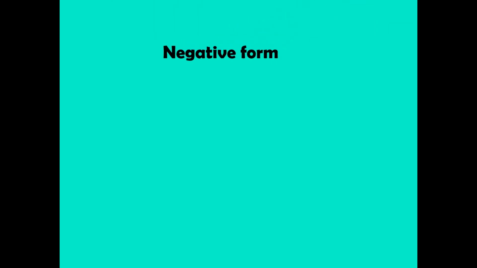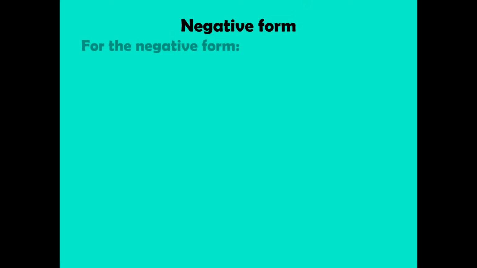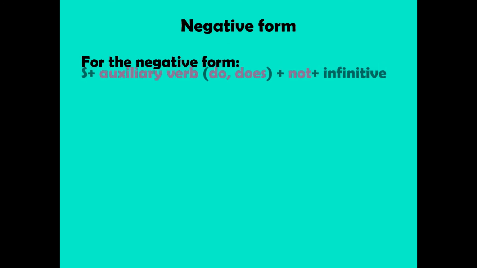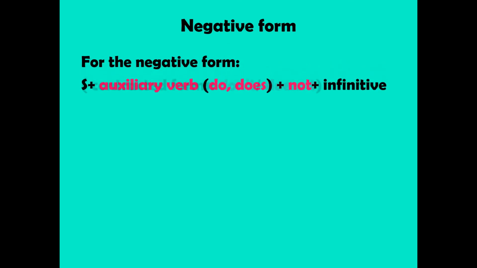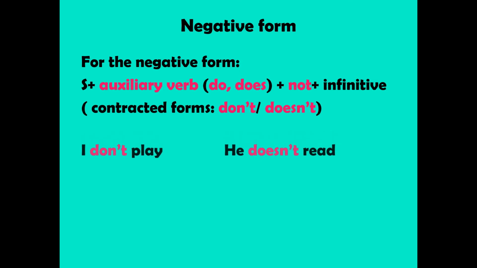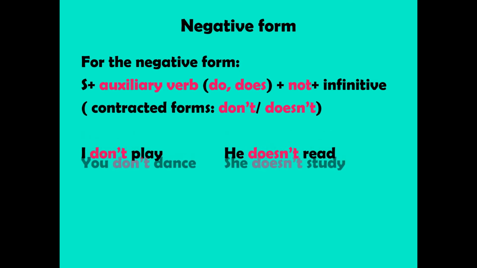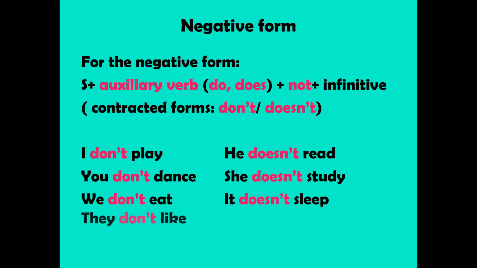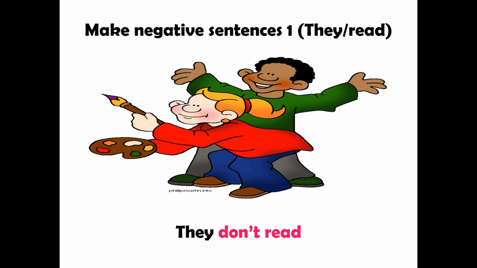In this part we have to continue working with the negative form. For the negative form we have, obviously, subject plus auxiliary verb, for example do and does, plus not and plus infinitive. In this case you can use contractions, for example don't and doesn't. So we have I don't play, you don't dance, we don't eat, they don't eat. Third person, he, she, it, doesn't, and the verb.